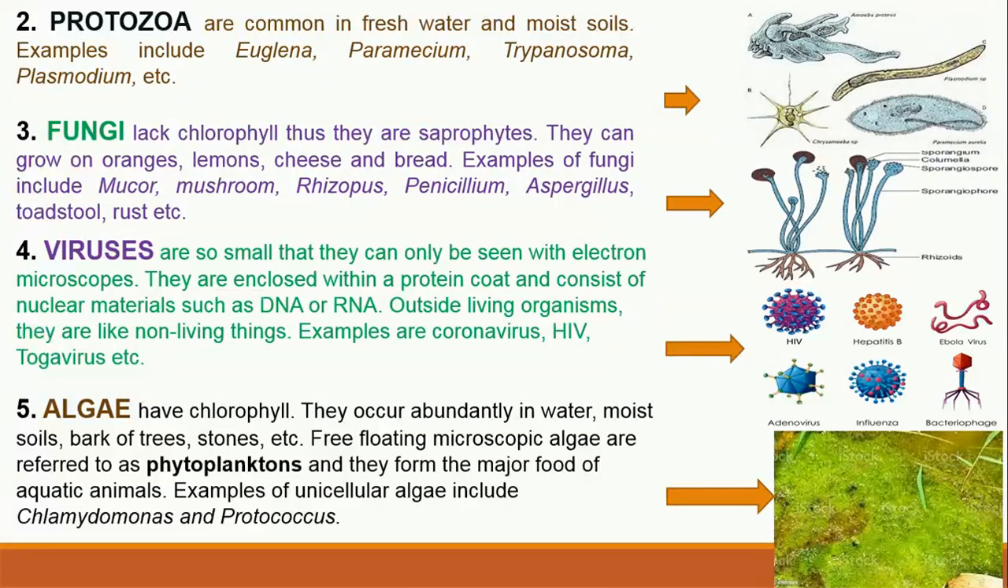Number 4, we have viruses. These are another category of microorganisms. In short, they are the smallest among all microorganisms. Viruses are so small that they can only be seen with electron microscopes. They are enclosed within a protein coat and consist of nuclear materials such as DNA or RNA. Outside living organisms, they are like non-living things, right? But when they get into the body of a living thing, they begin to carry out characteristics of living things.